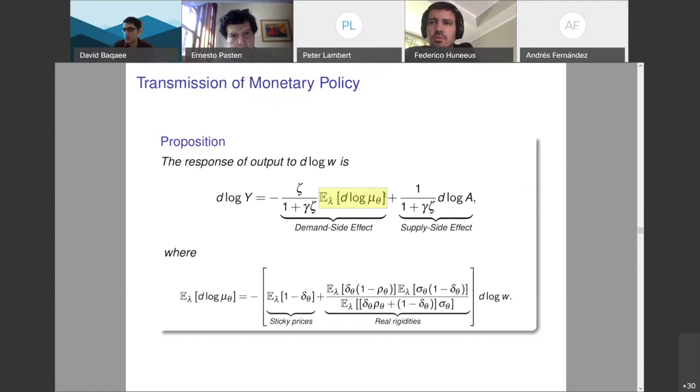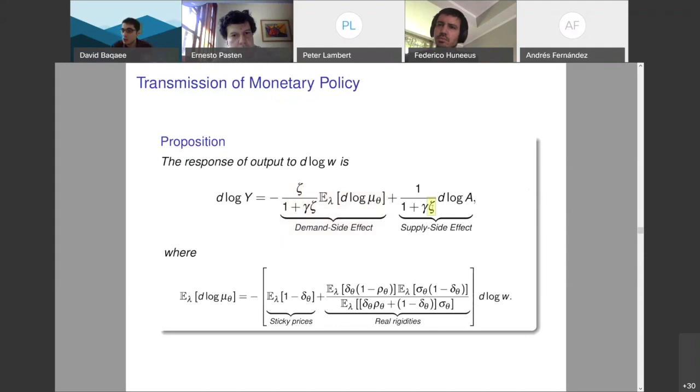Because markups get cut, labor demand goes up. Because labor demand goes up, you get a boost in output because employment goes up. And this is that effect. So the first thing you can notice is that it has to do with how much markups are getting cut, because that's the amount by which you're going to stimulate labor demand. And it depends on the Frisch elasticity of labor supply. In particular, if the Frisch elasticity is 0, if you have inelastic labor, the demand side effect disappears.